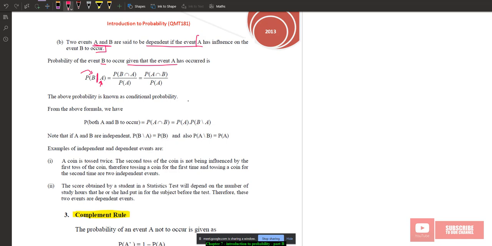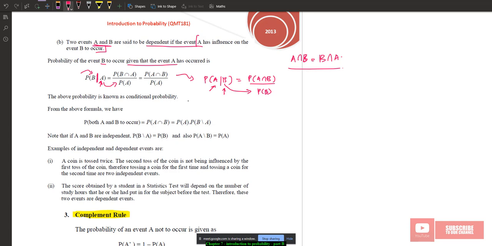So probability of B given A is equal to probability of B intersect A divided by probability of A, right? If you remember in set theory, A intersect B is also equal to B intersect A. It's the same value. So it is also equal to probability of A intersect B divided by probability of A. In the other way, probability of A given B, meaning we are interested in finding the probability of A given that B has already occurred, is equal to probability of A intersect B divided by probability of B. If you can see, the event that has already occurred should be at the denominator.